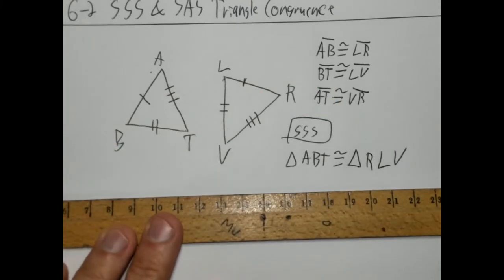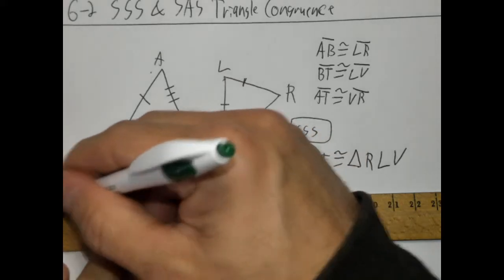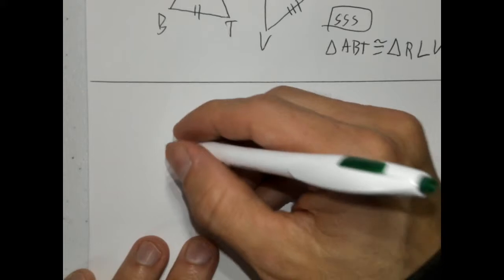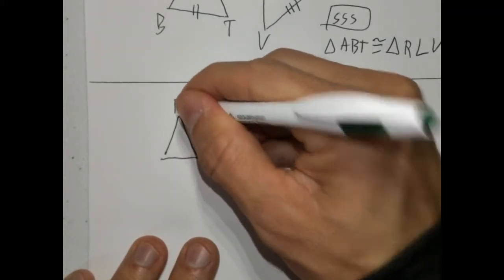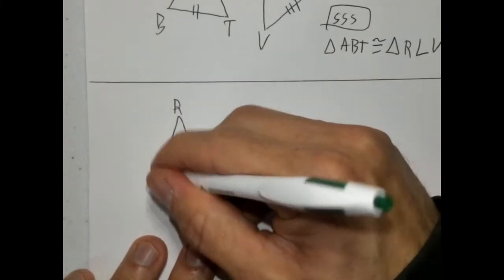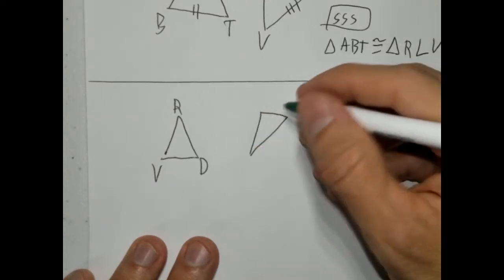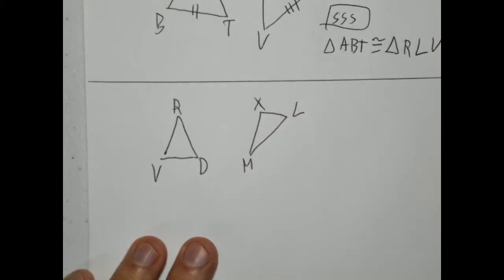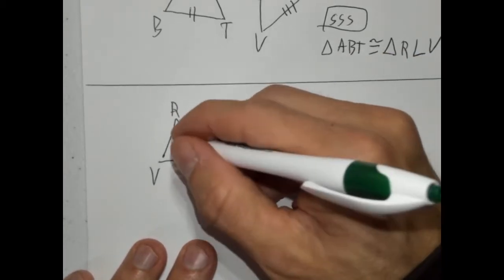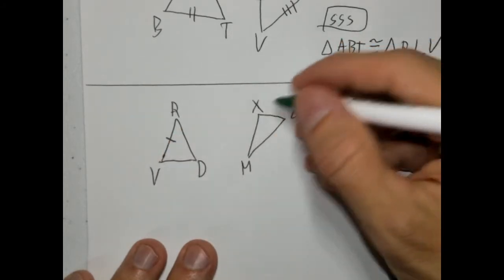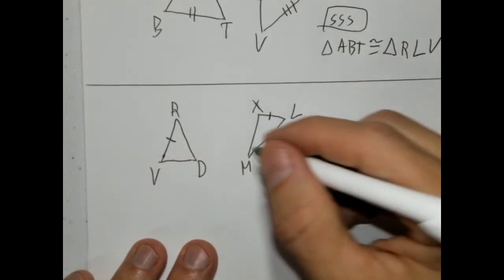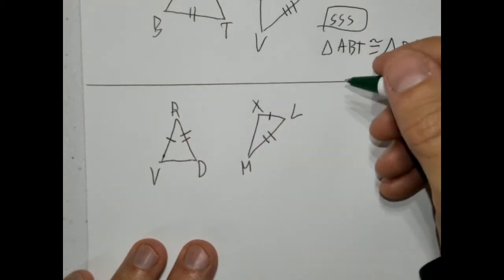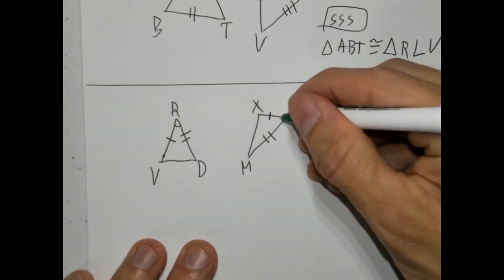So let's go ahead and try the other one, which is side-angle-side. You can probably figure out what's going to happen there. So for side-angle-side, we're going to start with two more triangles. Let's go with RDV and XLM. Okay, and we're going to say that the side RV is congruent to XL, and RD is congruent to LM, and angle R is congruent to angle L.